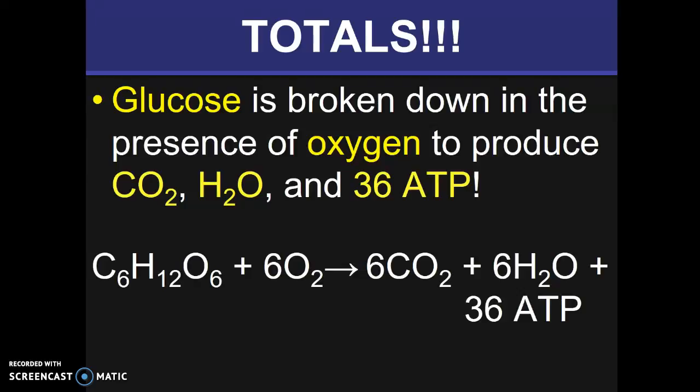Okay, so totals. Glucose is broken down in the presence of oxygen to produce CO2, H2O, and 36 ATP. Hopefully you noticed something about this equation. This is almost the exact same equation as photosynthesis. So remember, when we were practicing with those cards, I said this is really important to know. Basically, all we did is we flipped the sides and took out sunlight. So these guys were over here, and these guys were over here.